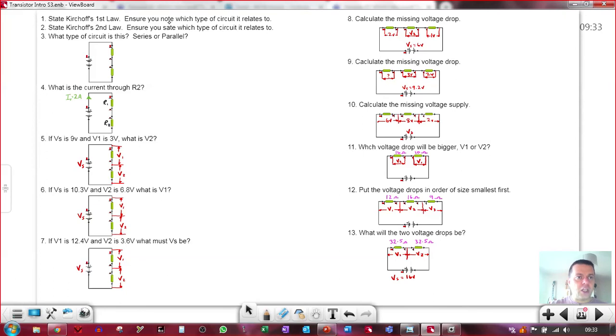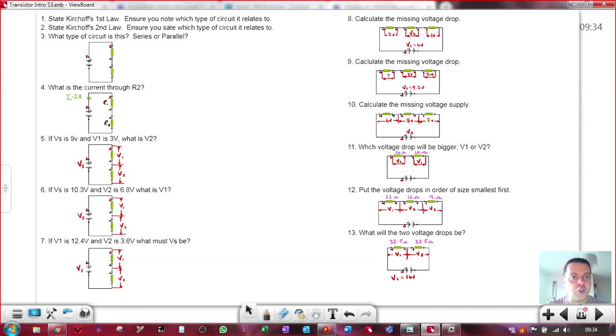State Kirchhoff's first law. So his first law is all the currents in a parallel circuit add up to the supply, or all currents at a node sum to zero, or all the currents coming out of a node must equal the current going into the node, something like that. As soon as you're talking about nodes, I know you're talking about parallel circuits, because parallel circuits have nodes.